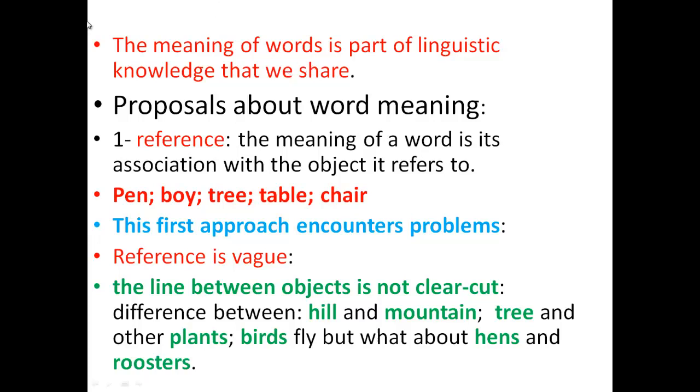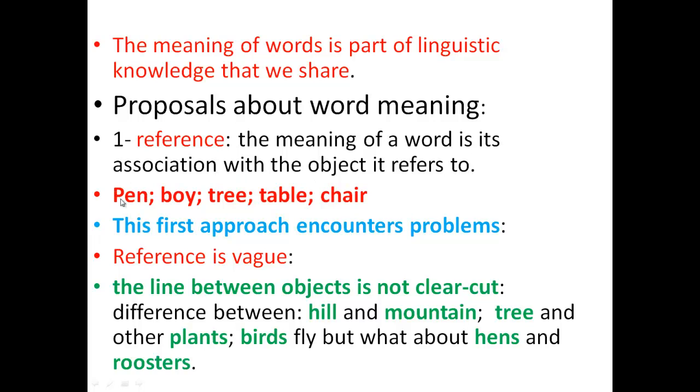Now, let's first of all try to explain, as I said, this notion of word meaning. What do we mean by meaning and word meaning here? We are going to deal with some proposals, some approaches, some, if you like, theories. The first one is called reference, or the referential theory. Here, according to this approach or theory, it is said that the meaning of a word is its association with the object it refers to.